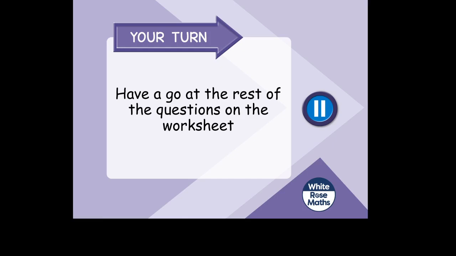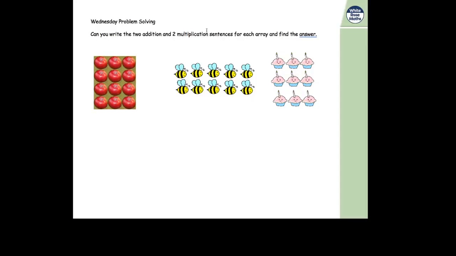So, year 2s, have a go at the rest of the questions on your sheet, okay? And then we'll have a look at the problem solving. Year 1s, just carry on listening. So this is the problem solving, and everybody's got this, whether they're year 1s or 2s. So here there are 3 arrays, one's with apples, one's with bees, one's with cupcakes. What I want you to do is underneath each one, can you write 2 multiplication number sentences and 2 addition number sentences for each one in your maths book. So stick this in your maths book on the next page. Can you write them underneath?